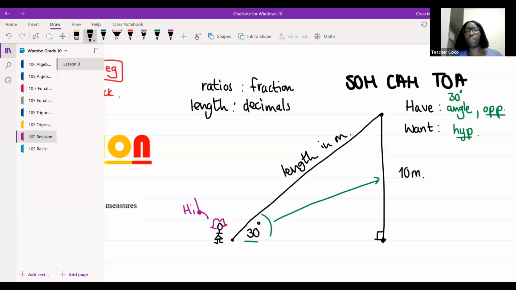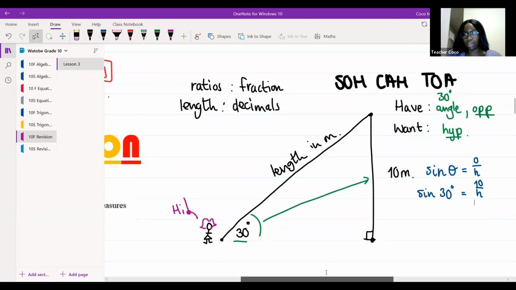Good. So we're going to go, let me write this in blue, sine of the angle theta is equal to my opposite over my hypotenuse. Okay, but now they've given me my angle, right? So I'm going to go sine of 30 degrees is equal to, my opposite side is 10 meters over my hypotenuse, right? Now, this is looking a little funky in that the thing that I want is actually at the bottom, and that's not very helpful.